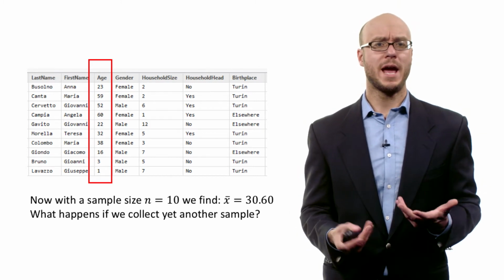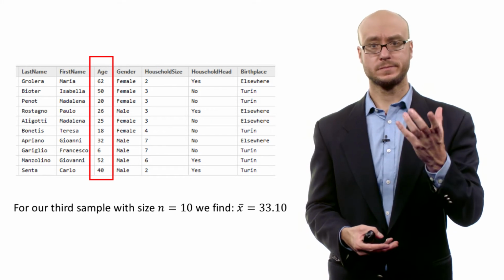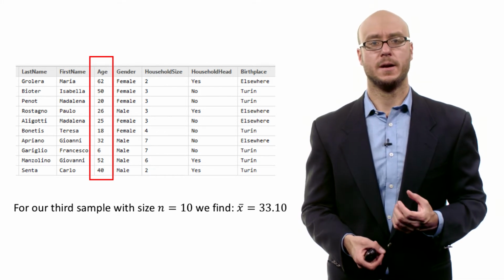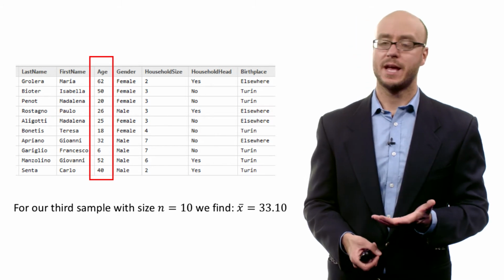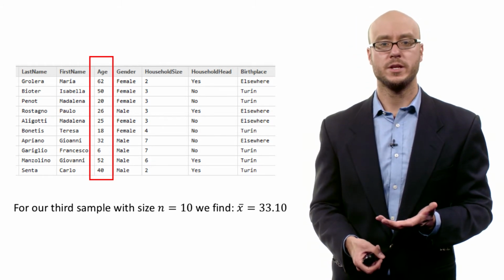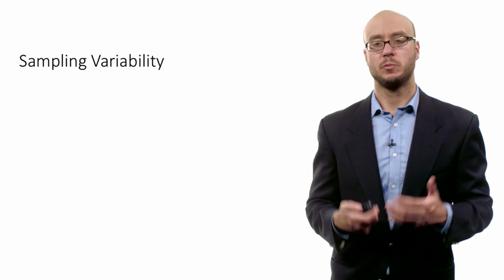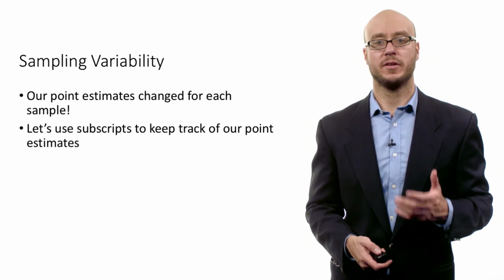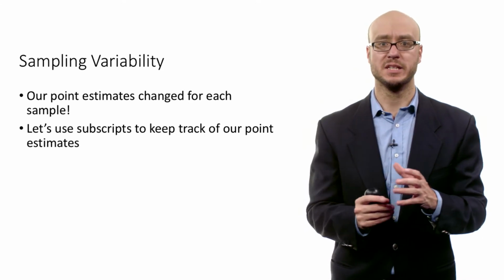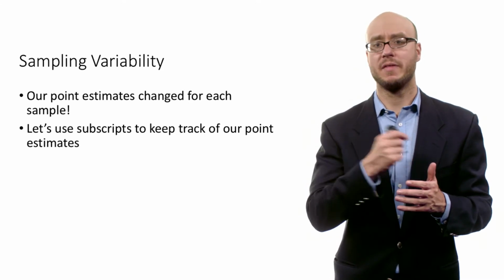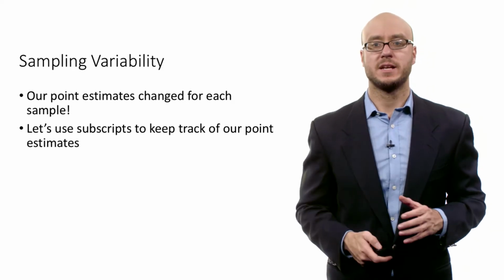But let's see what happens if we collect yet another sample. This is a different random sample, and again we're going to look at the average age in our sample, and now we get a sample mean of 33.1 years. This variation between these sample means, we call that sampling variability, because our point estimates, our best guesses for the population mean for each sample, jump around, they bounce around. So we call that sampling variability.